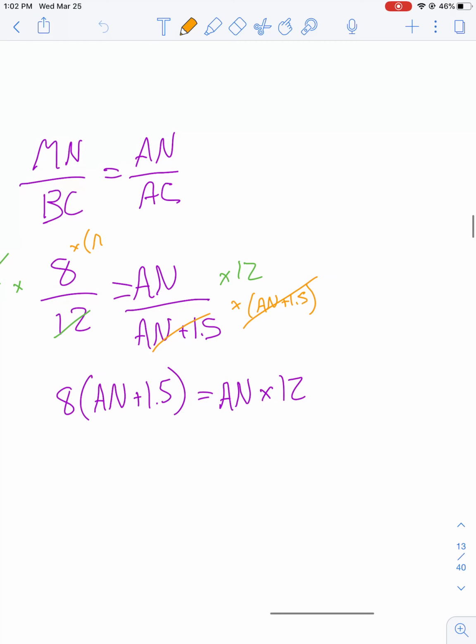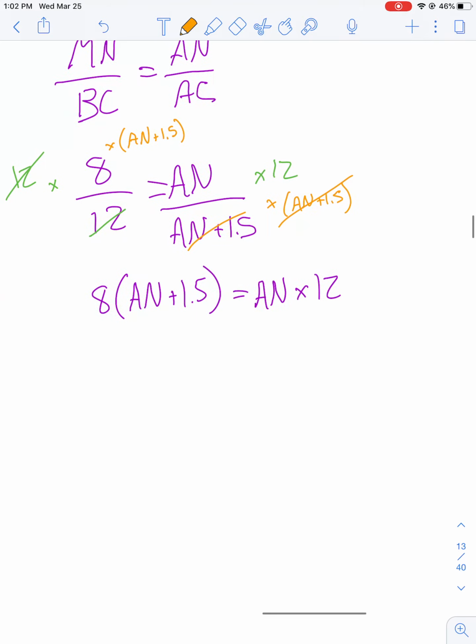Is AN times, or plus 1.5. And we get this equation here. So distribute your 8 in. You're going to get 8 times AN plus 1.5 times 8. Half of 8 is 4, so 8 plus 4 is 12, is equal to 12 AN.